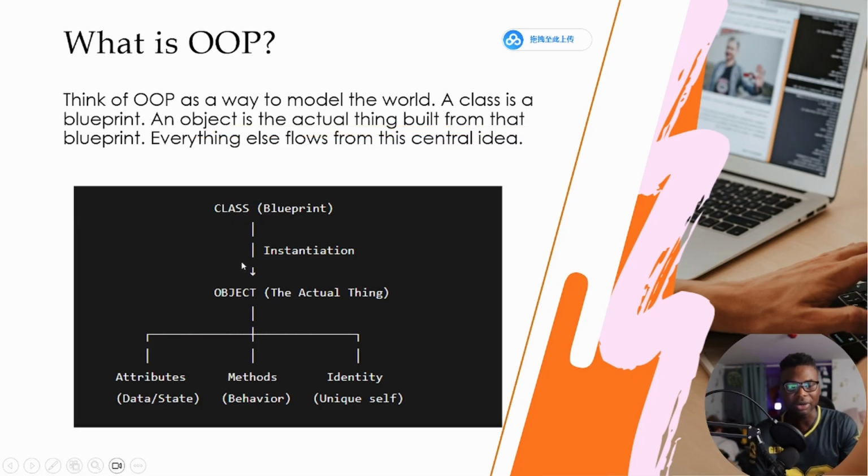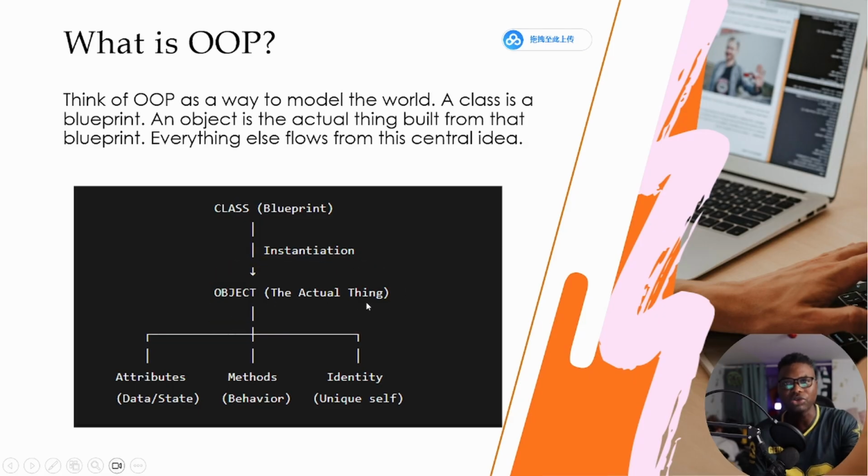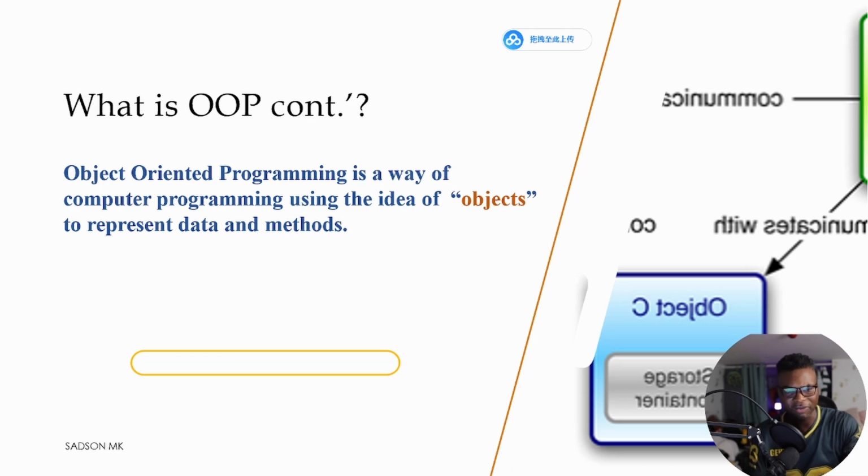On this diagram right here, we can see there is a class, which is the blueprint. And then, of course, we can have an object that can be created from that class, which is the actual thing. And so this object has attributes, which are properties in programming. We can talk about the data or the state. And then it also has methods, which is the behavior of that object. And then it has a unique identity. So these are the concepts that are around OOP. Classes, objects. These objects have got attributes, methods, and then they have an identity. It's akin to real-world objects. But in a nutshell, we could define object-oriented programming as a way of computer programming using the idea of objects to represent data and methods.